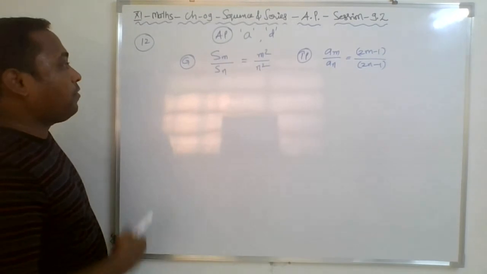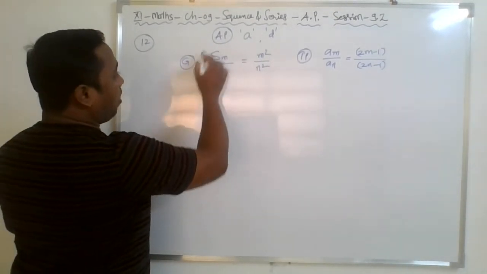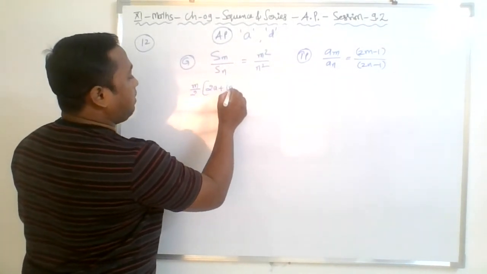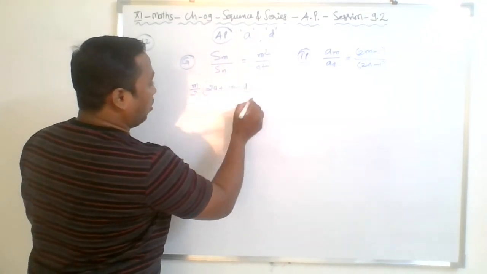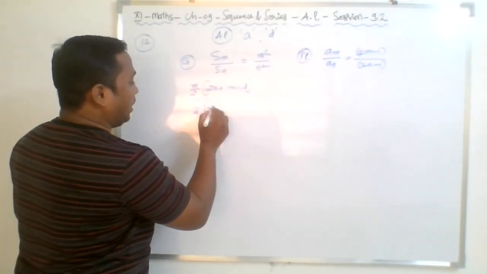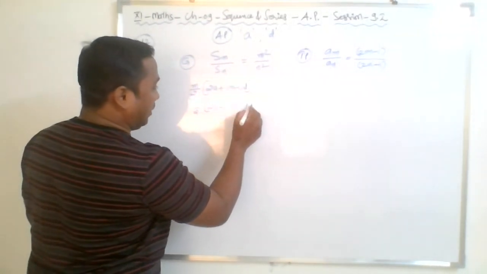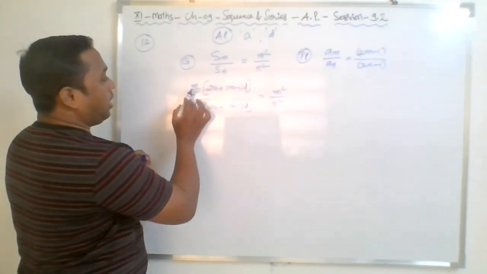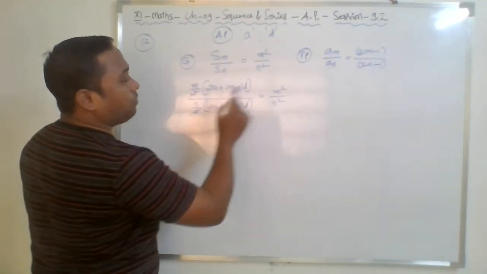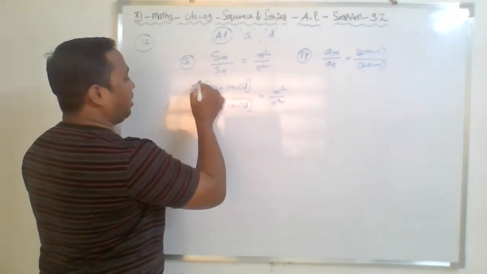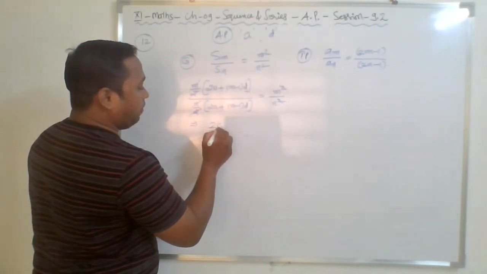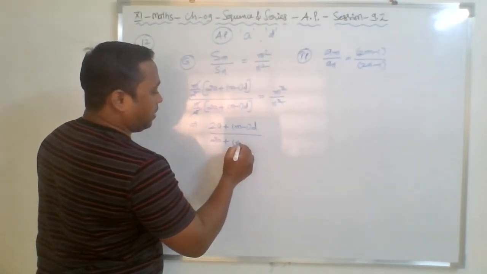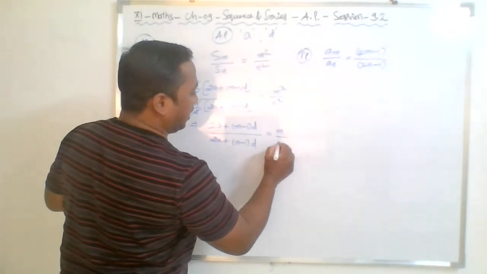Okay. So first of all, we'll go with the general one. The sum of n terms formula of the AP is given by m by 2 into 2a plus m minus 1 into d upon n by 2 into 2a plus n minus 1 into d is equal to m square by n square. So 2 gets cancelled, and this m will go in the denominator, this n will go in the numerator, hence one n and one m will get cancelled. So we are left with 2a plus m minus 1 into d upon 2a plus n minus 1 into d is equal to m by n.